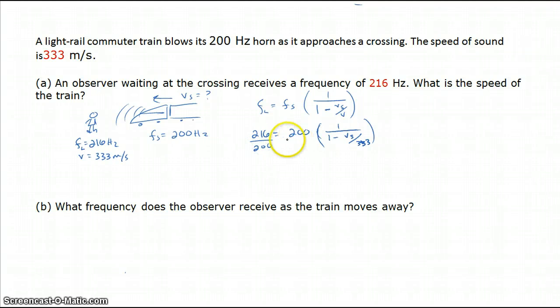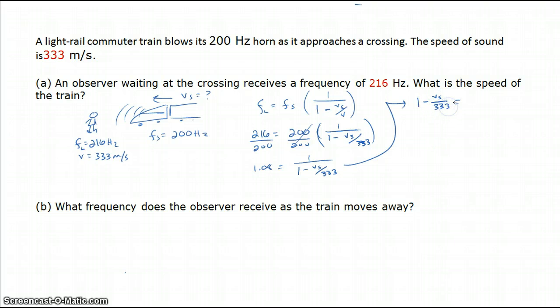You could divide both sides by 200. That makes that turn into 1. This ends up being 1.08, it turns out. And then this equals this weirdo fraction here. And then if you use cross multiplication, you can flip this guy. So we're slowly digging out this velocity of the source. So then you end up with something like 1 minus the velocity of the source over 333 equals 1 over 1.08. And then you can subtract 1 from both sides.